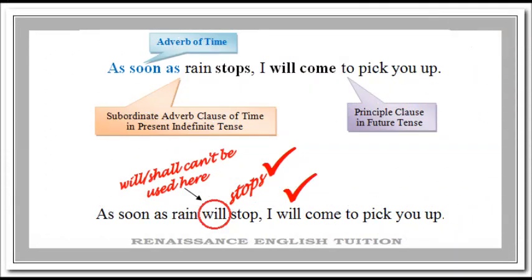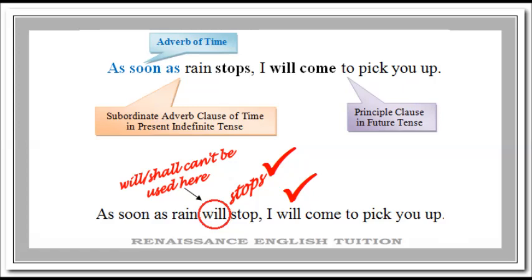Now, let us see an example sentence with the adverb, as soon as. In the sentence, "As soon as the rain stops, I will come to pick you up," "I will come to pick you up" is the main clause. And "as soon as the rain stops" is the adverb clause of time, as it starts with the adverb of time, which is "as soon as" here.